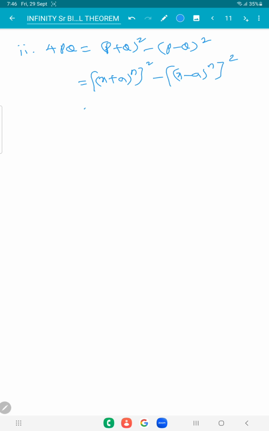The second one is we are asked to find 4PQ. Can we write that as (a plus b) whole square minus (a minus b) whole square? Here, P plus Q is (x plus a) whole power n, whole square. P minus Q is (x minus a) whole power n, whole square. So this becomes (x plus a) whole power 2n minus (x minus a) whole power 2n. So we are done, sir. That is the thing we needed to prove.